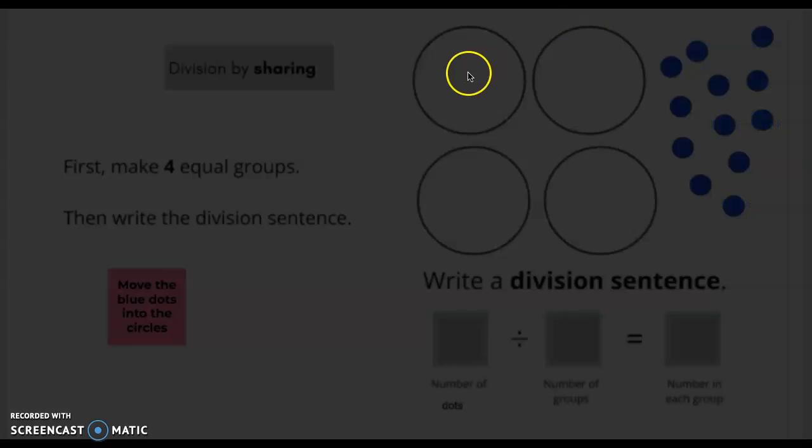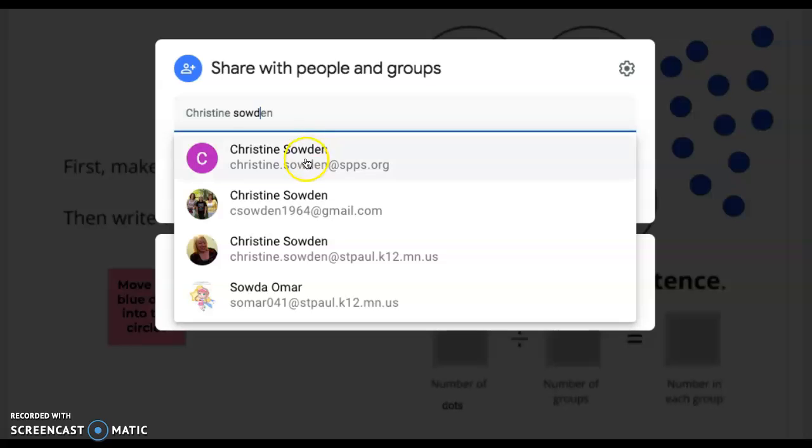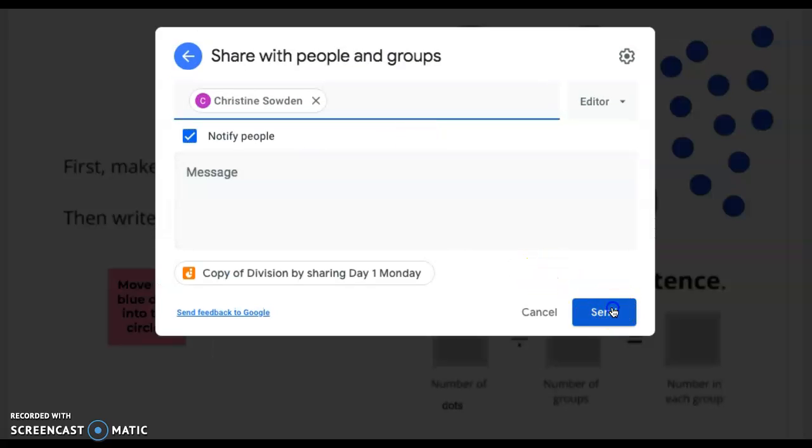Then you're going to make sure and share it with me. You can start typing my name. There it is. And then just share it with me.